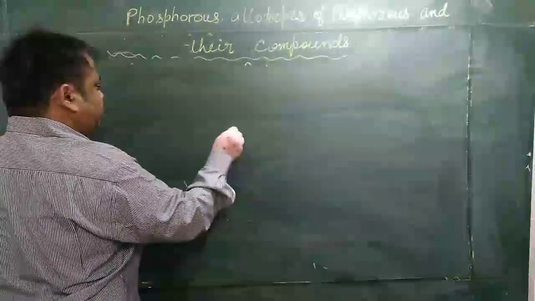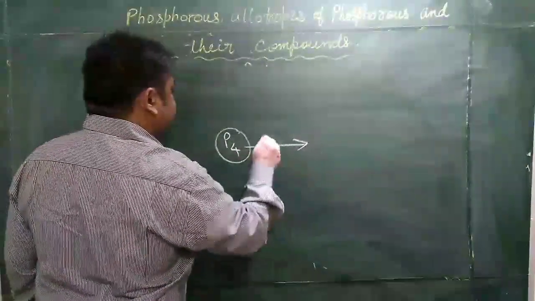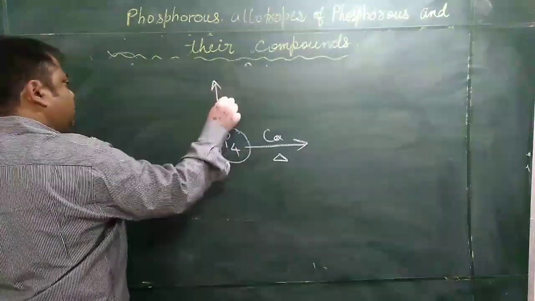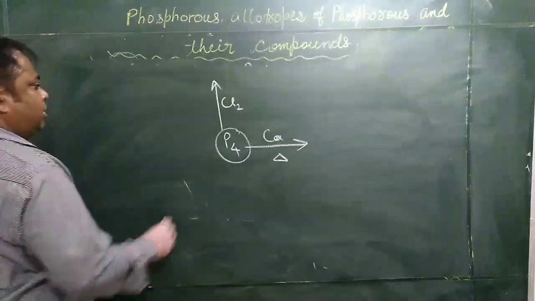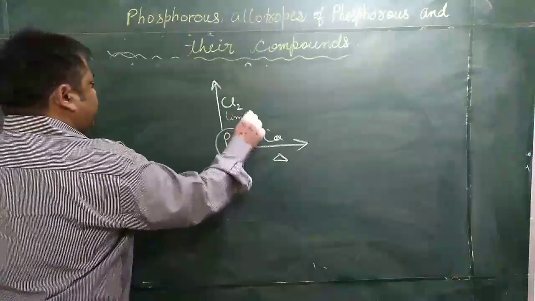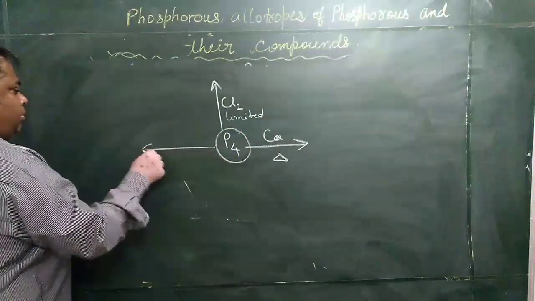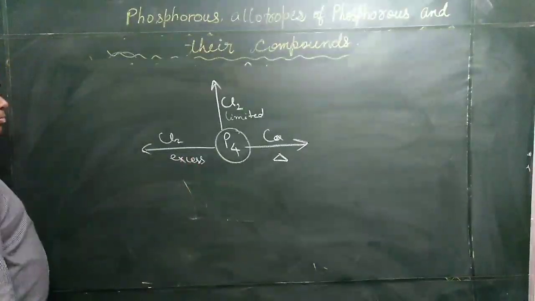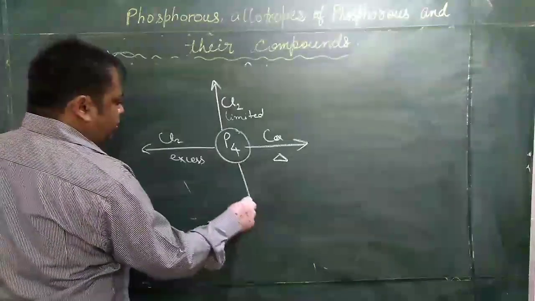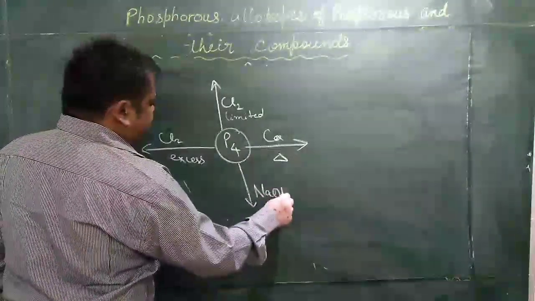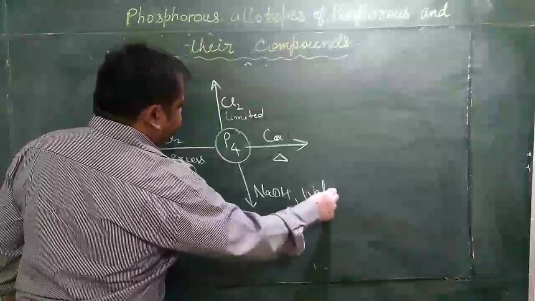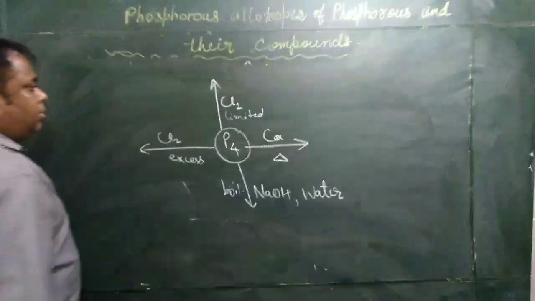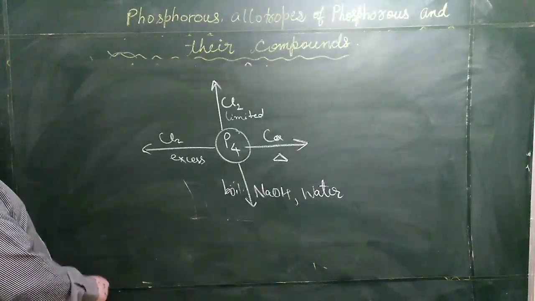P4 plus calcium and heat. P4 plus chlorine, limited. P4 plus chlorine in excess. P4 in NaOH plus water, boil. Fill it up. What will be formed here?